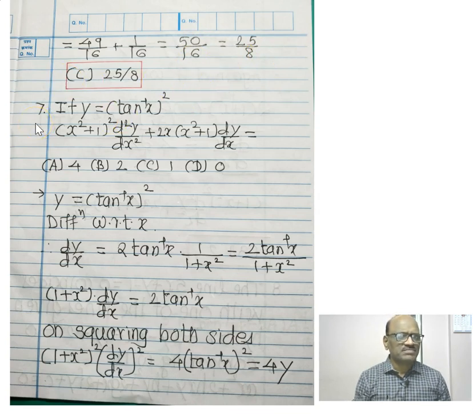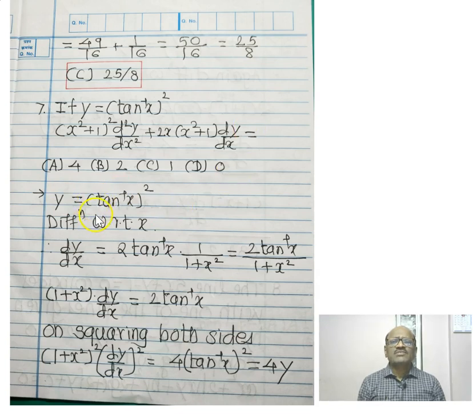Now the next question. If y equals (tan inverse of x) squared, then prove that (x squared plus 1) squared d2y/dx squared plus 2x(x squared plus 1) dy/dx equals what? Its value is 4, 2, 1, or 0. Now let us find out its value.